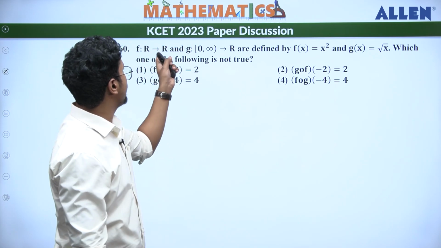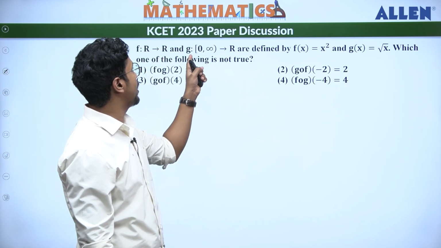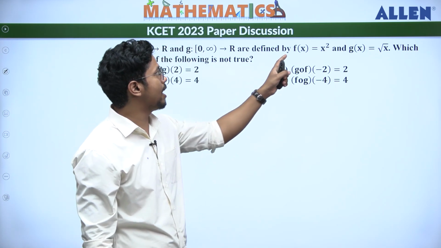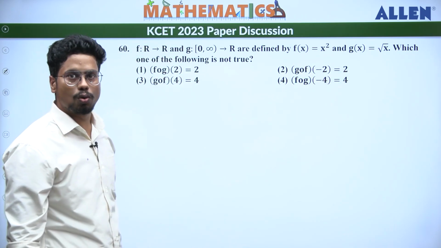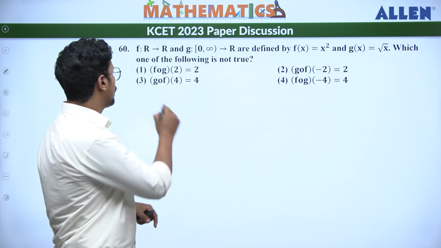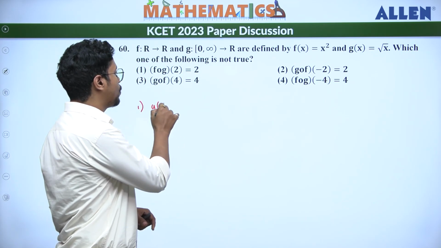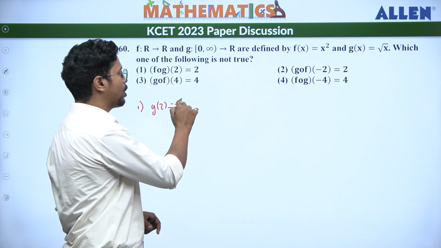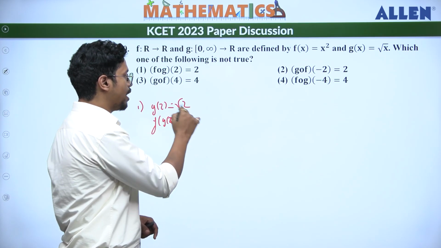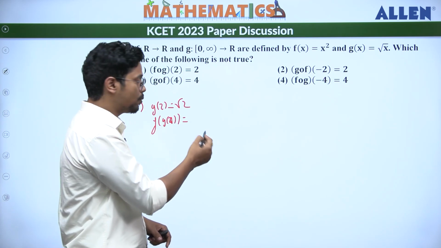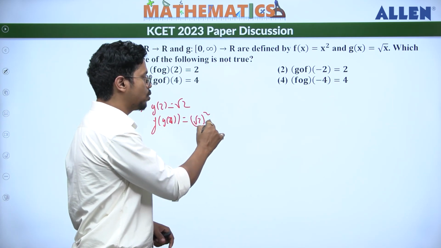If a function is defined from R to R and another function is defined from 0 to infinity, R, defined by f of x equal to x square and g of x equal to root x, which of the following is not true? First is f of g of 2. Very clearly you can calculate g of 2. G of 2 will be root over 2. So f of g of 2, f of x is x square, so f of g of 2 is root over 2 whole square, which is 2.